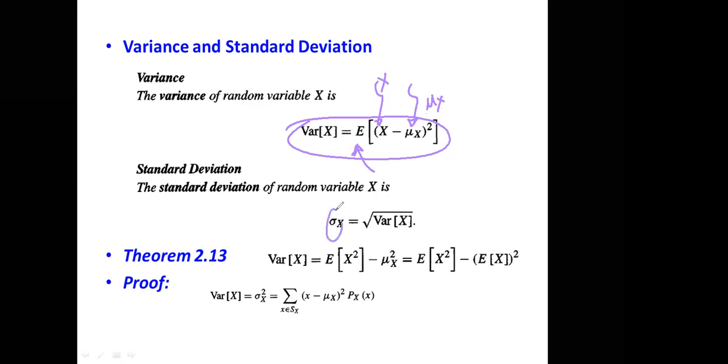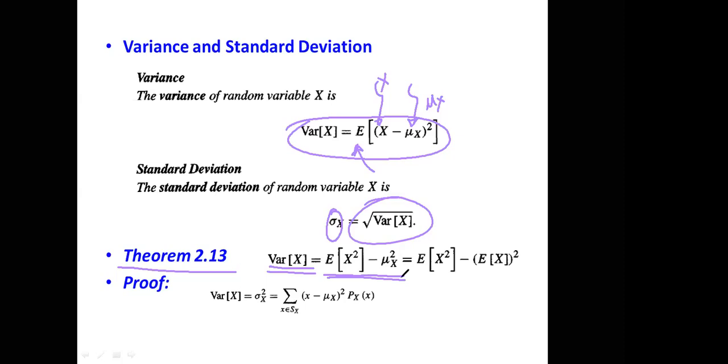And what is standard deviation? This is just the root of variance of x. Look at theorem 2.13. Variance of x actually is E of x square minus mu x square.